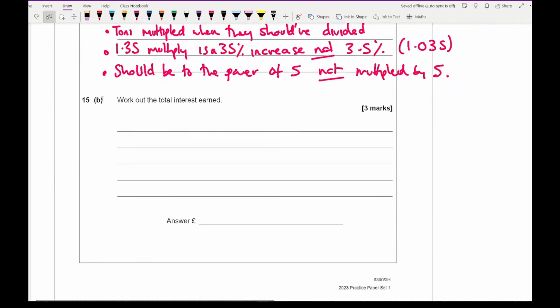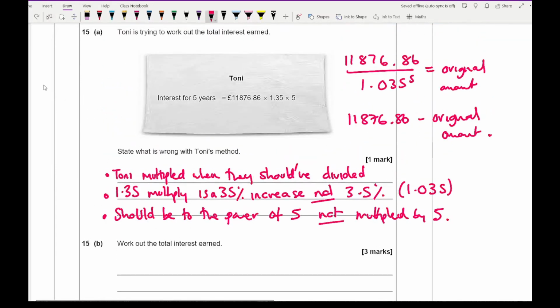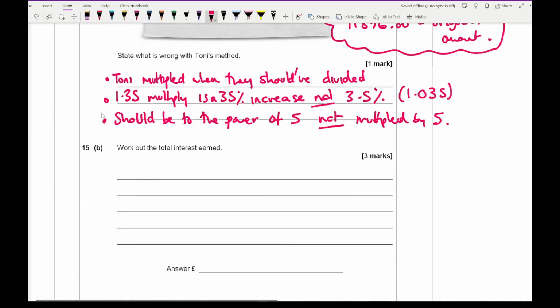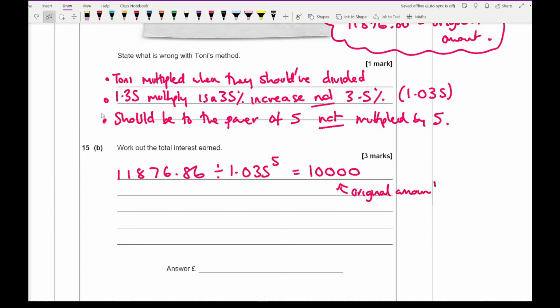Now looking at it, it then says work out the total interest earned, which is basically what I've done. So I want to use this working out for B. So let's do just that. So we've got 11876.86 divided by 1.035 to the power of 5, and that gives me an answer of 10,000. So that there is our original amount, or starting amount.